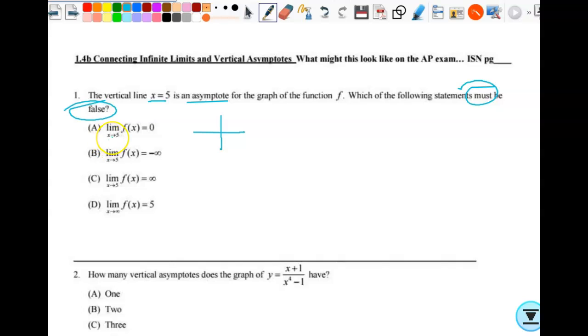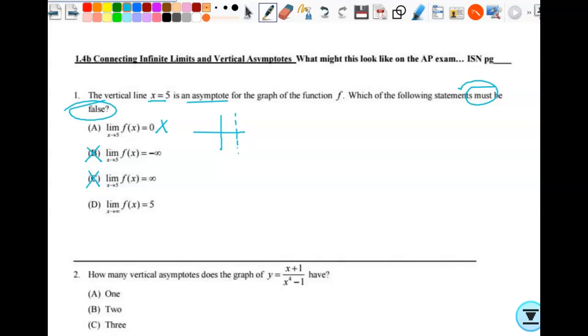Could that be true if there's an asymptote there? No. If x equals 5 is a vertical asymptote, then as x approaches 5, can my limit be 0? No. So this one I don't like, so it might be my answer, but we always read the rest of them. If the limit as x approaches 5 is negative infinity, that would look like this, then could there be an asymptote there? Yes, so I like that one, which means it can't be my answer. And same thing for this one, as x approaches 5, infinity. So it can't be that one, because we're looking for false.